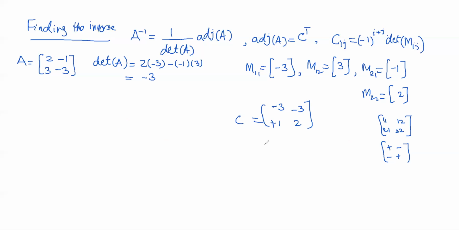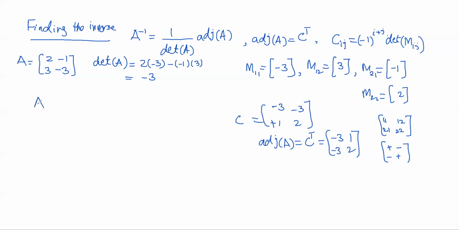So the adjoint of A will be the transpose of the cofactor matrix. So we will take the transpose, and that will be the adjoint. So it will be -3, 1, -3, 1, and then -3, 2. So this will be the adjoint.